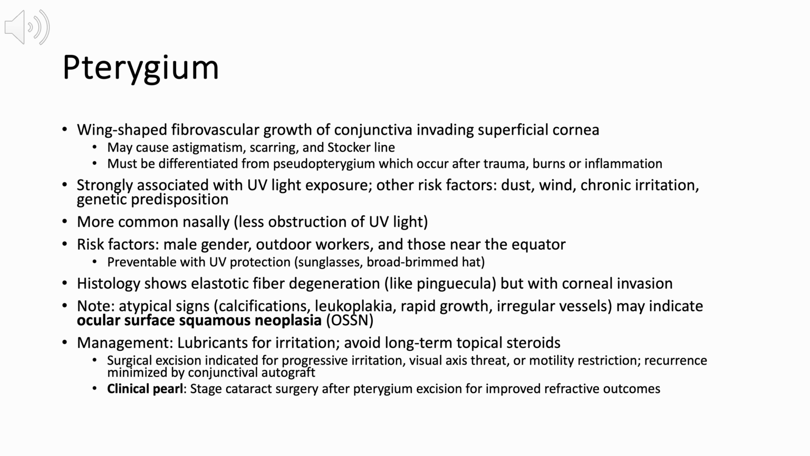As the pterygium grows further onto the cornea, it can lead to astigmatism, corneal scarring, and formation of a Stocker line, a pigmented iron line on the corneal epithelium just central to its edge. It is important to differentiate pterygium from pseudopterygium, which arises after trauma, burns, or inflammation. Histologically, you will see elastotic fiber degeneration similar to pinguecula but with corneal invasion.